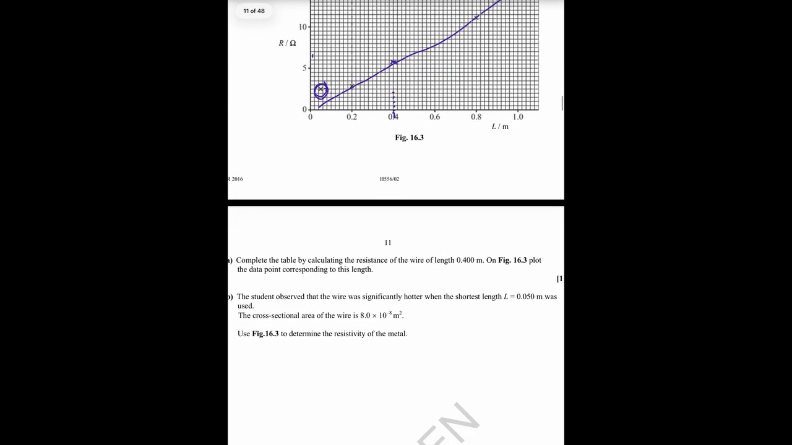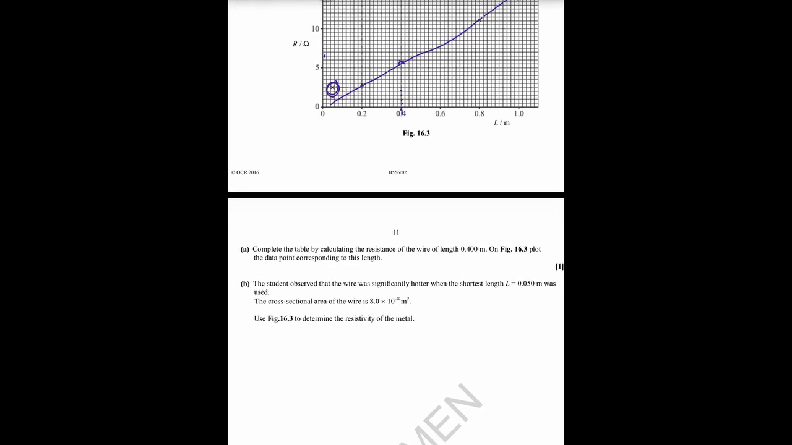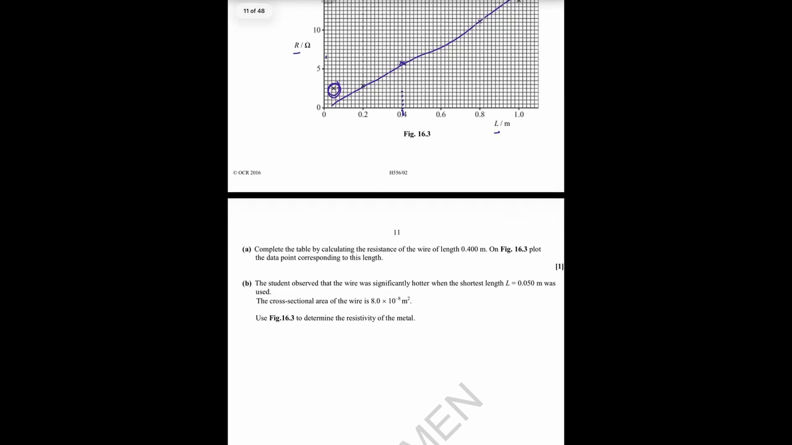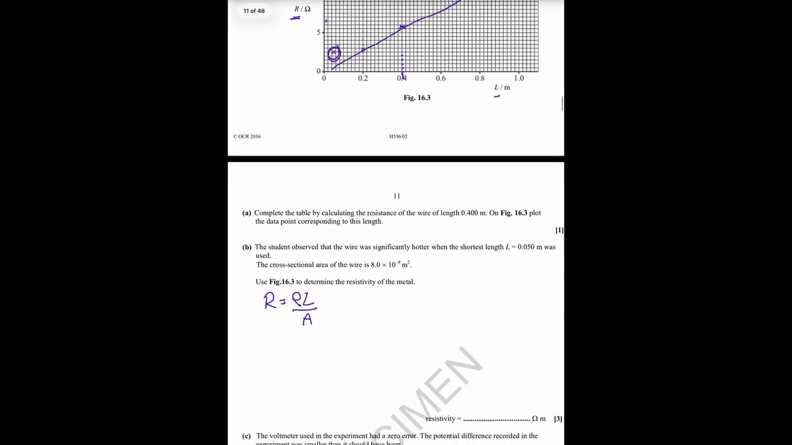And then it says determine the resistivity of the metal. If I want to determine the resistivity of the metal, what am I going to have to do? Well, I need to know what the gradient is going to be equal to. So I'm plotting a graph of R against l. What is the formula that's got resistivity in there? What I know is R equals rho l over A. Can I get this into y equals mx plus c? Well, actually, they're quite nice because they're plotting R on the y-axis, so there's very little rearranging for me to do.